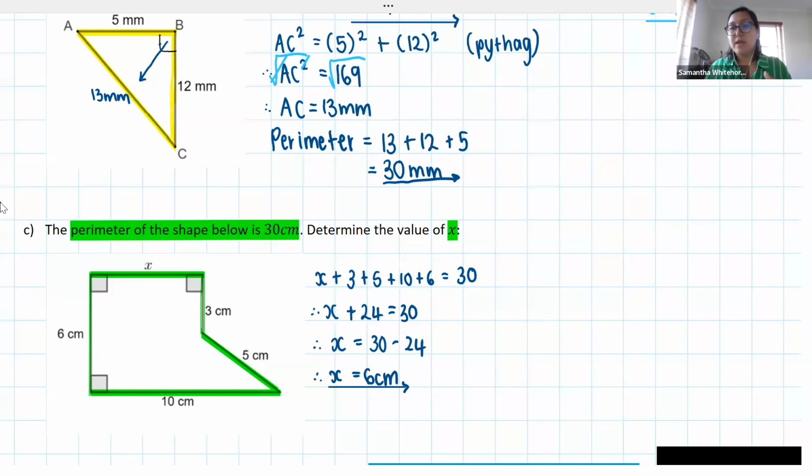Okay, so we need to be able to work with these slightly more complex shapes. We need to be able to work backwards from a perimeter to a given dimension. And you're going to see this is sort of what we're going to start doing today.